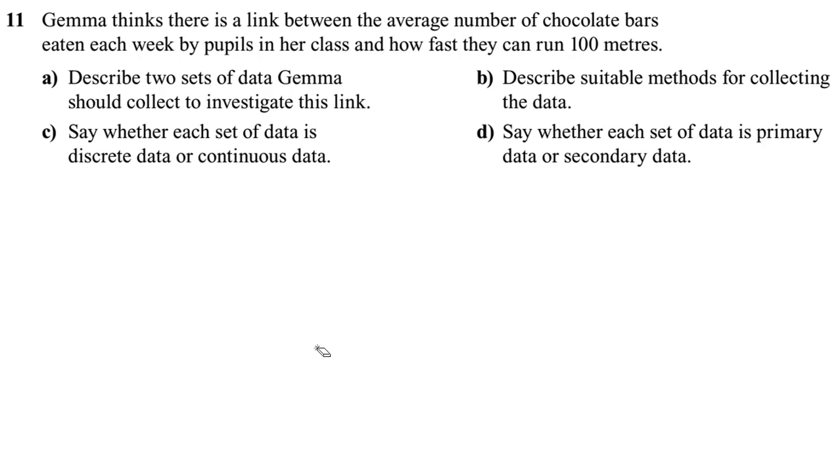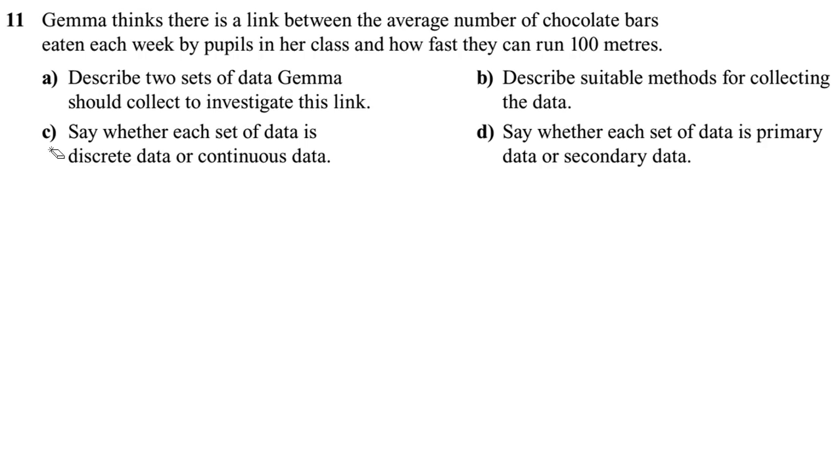Okay, so hope you tried that. It says Gemma thinks there's a link between the average number of chocolate bars eaten each week by pupils in her class and how fast they can run. So she might be thinking that those who consume a lot of chocolates can run faster than those who consume less. So describe 2 sets of data Gemma should collect to investigate this link. Number 1 is going to be the average number of chocolate bars each student consumes every week. Number 2 would be how fast, the time they take to do 100 meters.